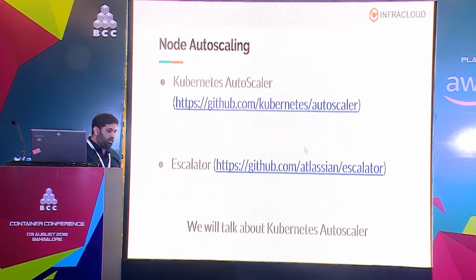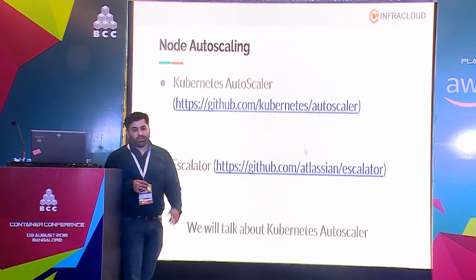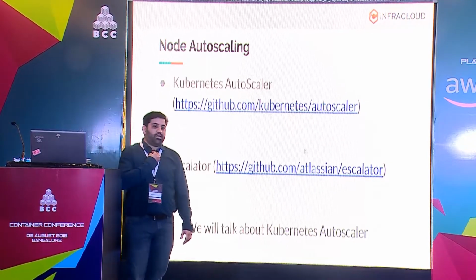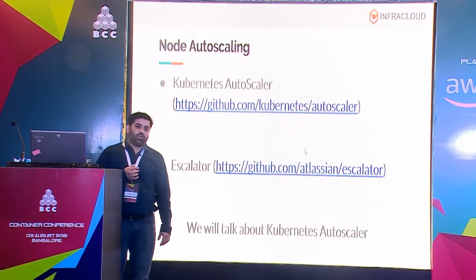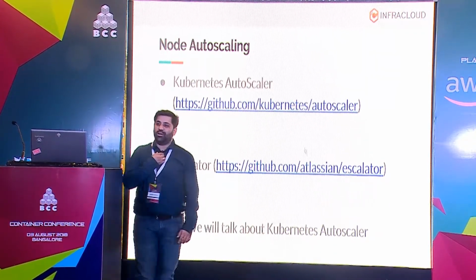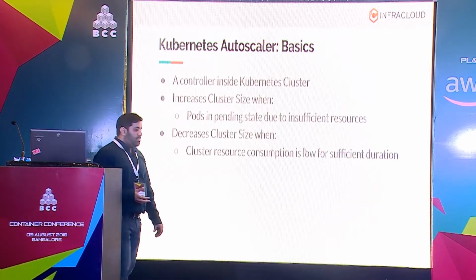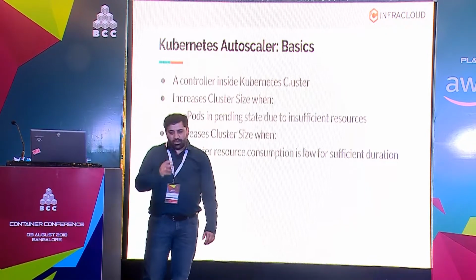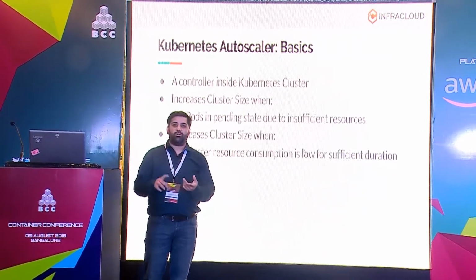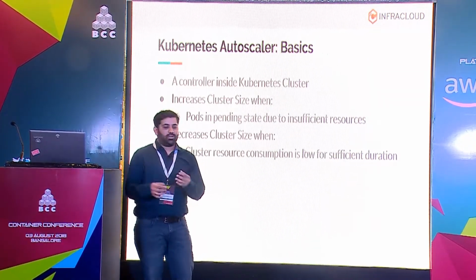There are two implementations of the node autoscaler right now. One is the Kubernetes cluster autoscaler, or Kubernetes autoscaler as it is called. The other is Escalator, which is from Atlassian. We'll talk more about the Kubernetes autoscaler. We'll skip Escalator; I'll leave it to you to go back and take a look at that. Similar to pod autoscaling, the autoscaler is implemented as a controller. If you know about controllers in Kubernetes, Deployment is a controller, ReplicaSet is a controller, DaemonSet is a controller, StatefulSets and so on, right?